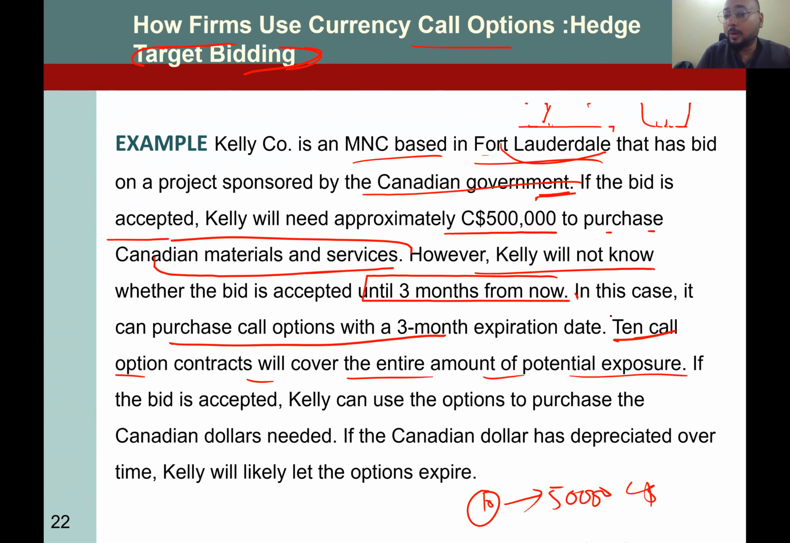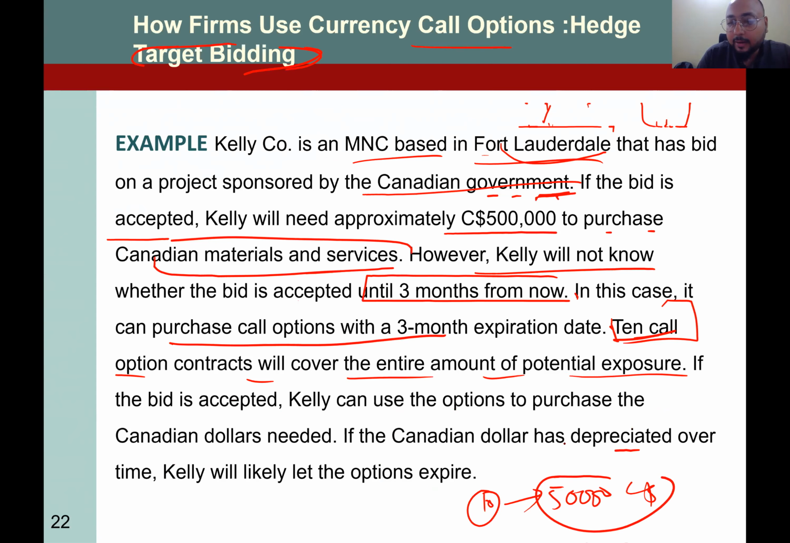So when you hear the number of call option contracts, it means we are talking about those call options that are going to be traded on exchange. It is more standardized, right? So 10 call option contracts means one contract is equal to 50,000 Canadian dollar. So in order to build up this much amount, you need 10 contracts.